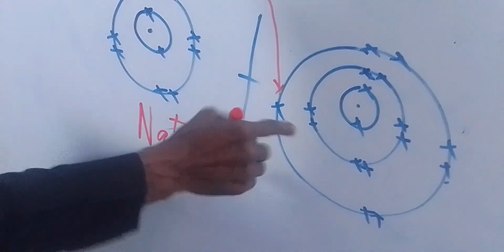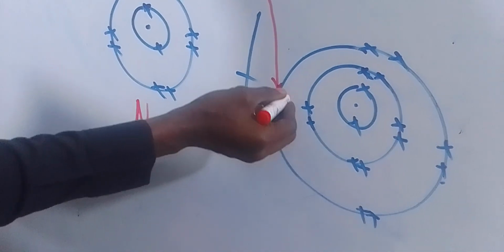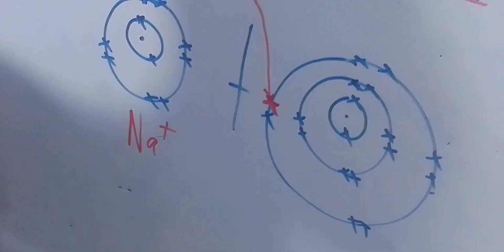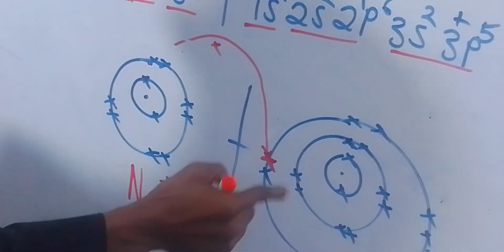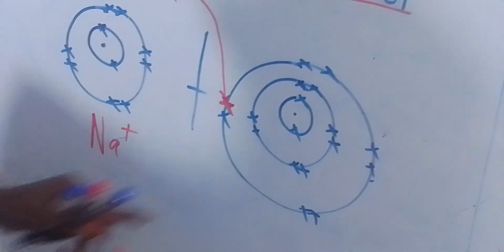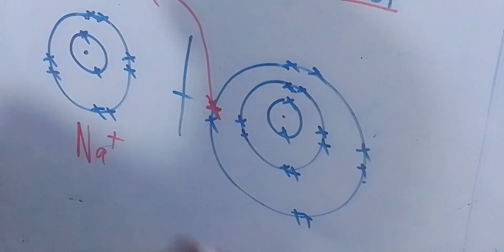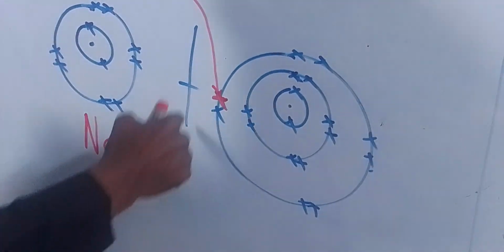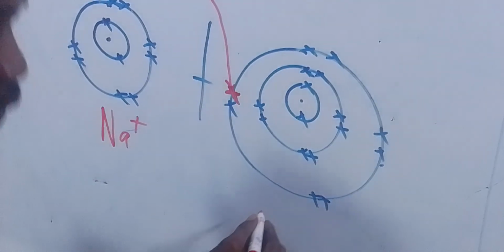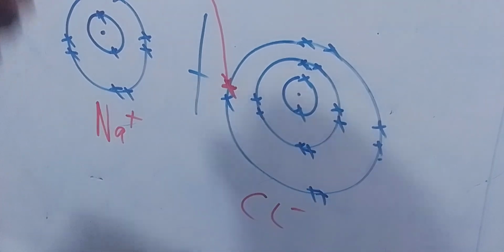Now here, sodium has accepted the electron. Take a look at it. The electron has been accepted. Now, this will make chlorine have one additional electron. That additional electron that has come in will make chlorine form Cl minus.